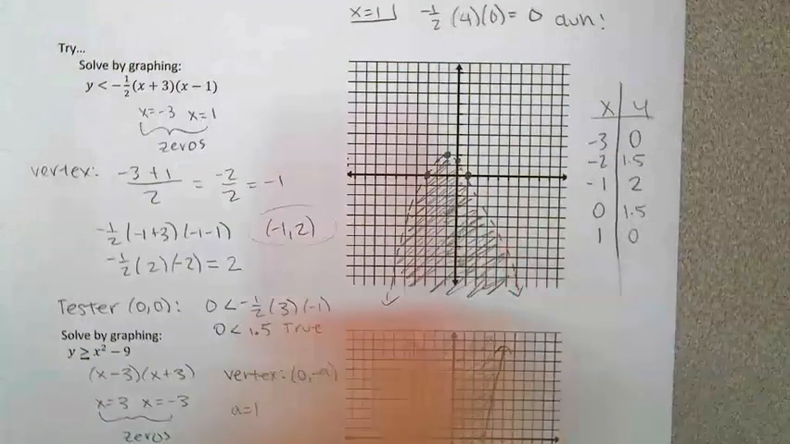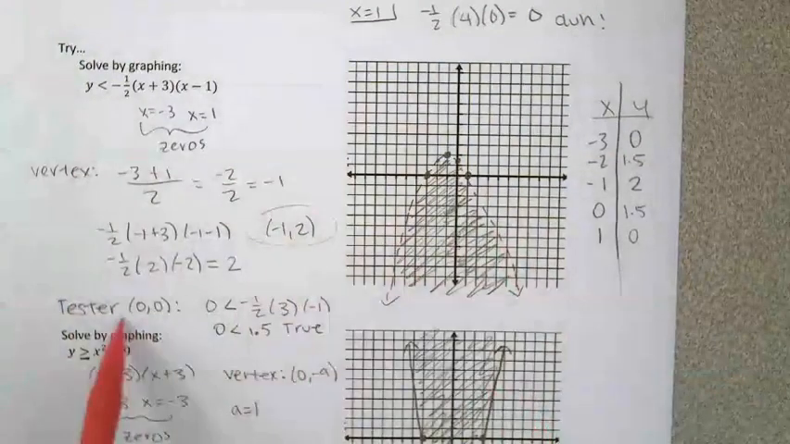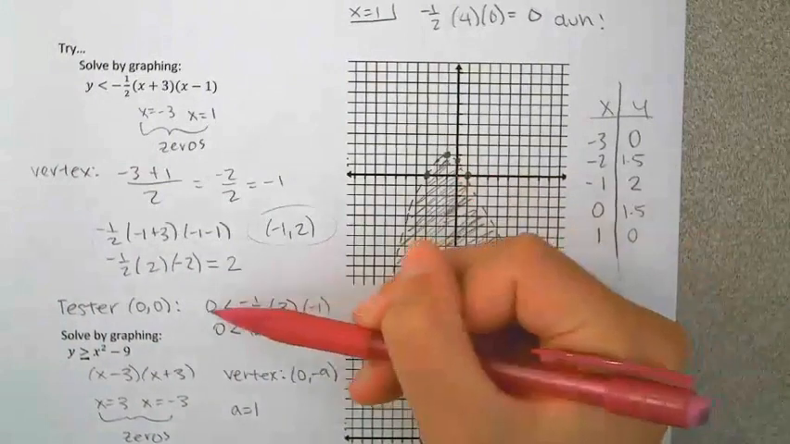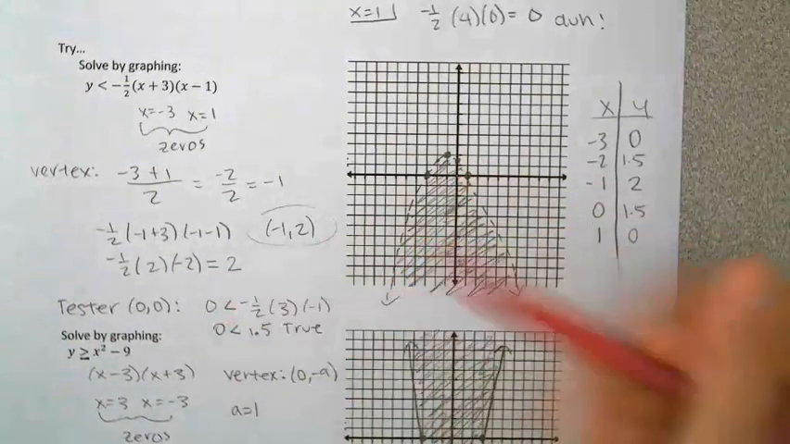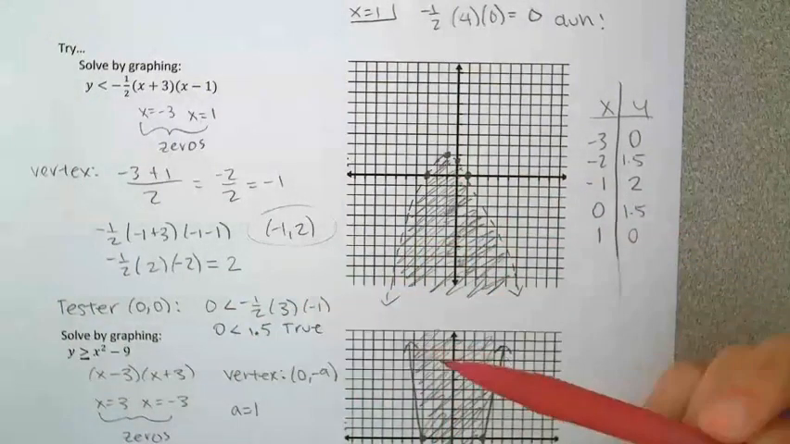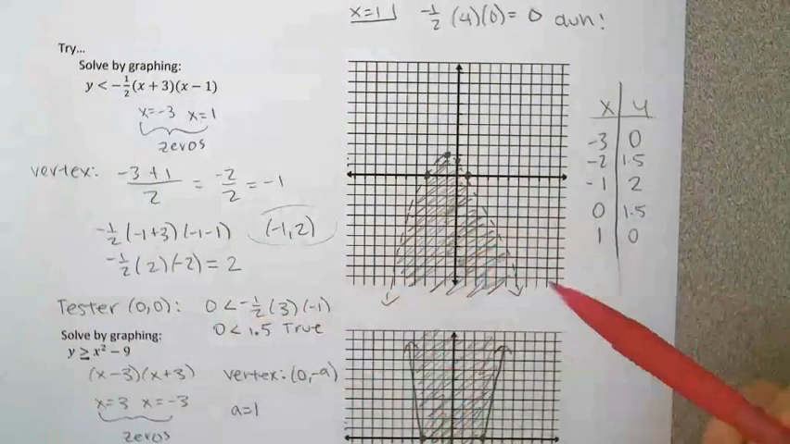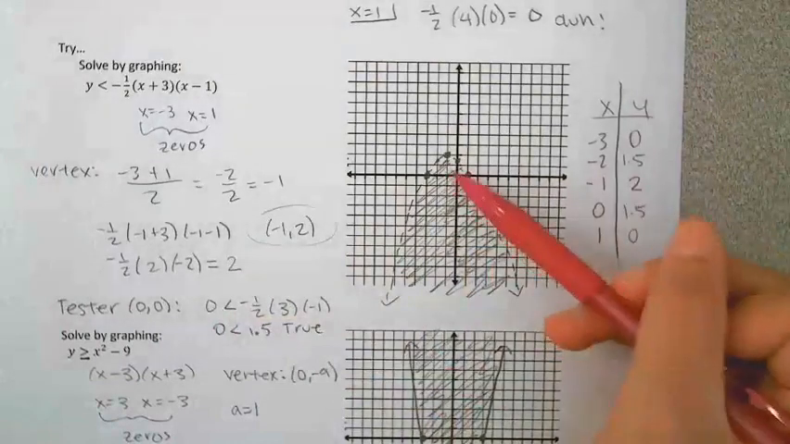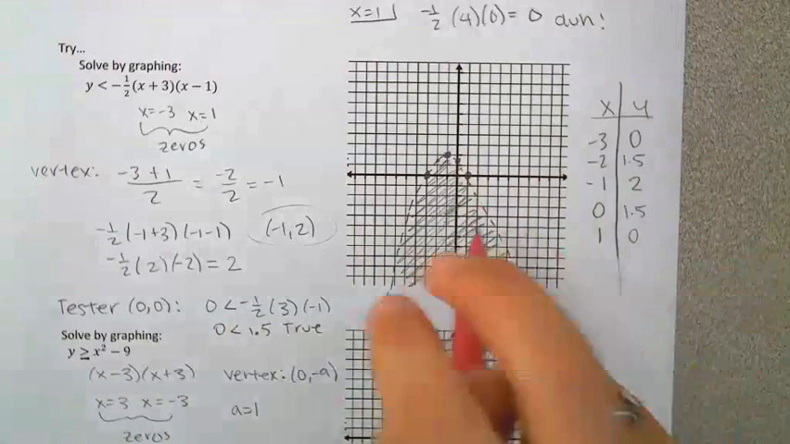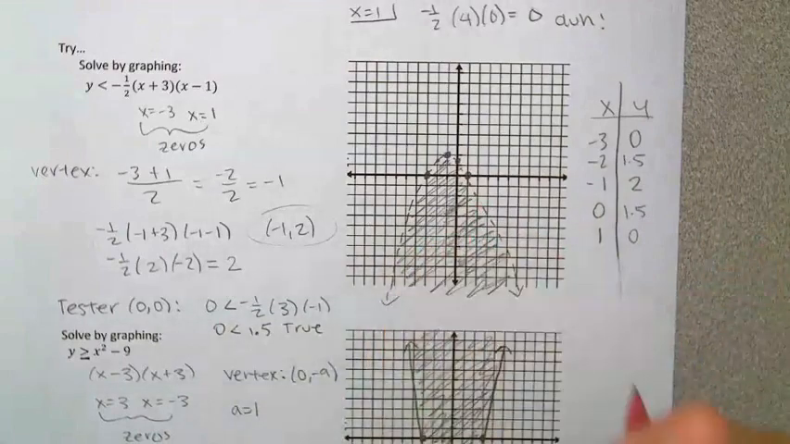I use a dashed line because I don't have an equal to line. Here, my tester point was 0, 0. It was on the inside. If I substitute it in, I get 0 is less than or equal to -1/2 times 3 times -1, which is 1.5. 0 is less than 1.5, which is true. So yet another one where I shade on the inside of the parabola.